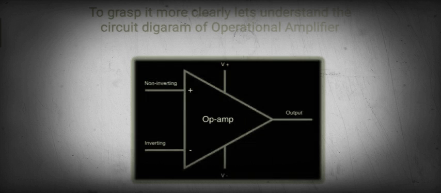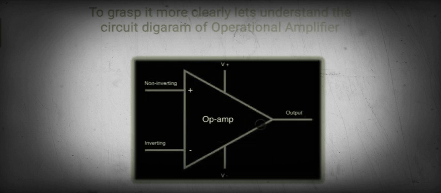It is a three terminal device, out of which two are input terminals and one is the output terminal. The terminal that is connected to the positive end is known as the non-inverting terminal and the other one that is connected to the negative end is known as the inverting terminal. Here V positive is the positive voltage supply and V negative is the negative voltage supply, and the last one is the output terminal from where we will get our output.